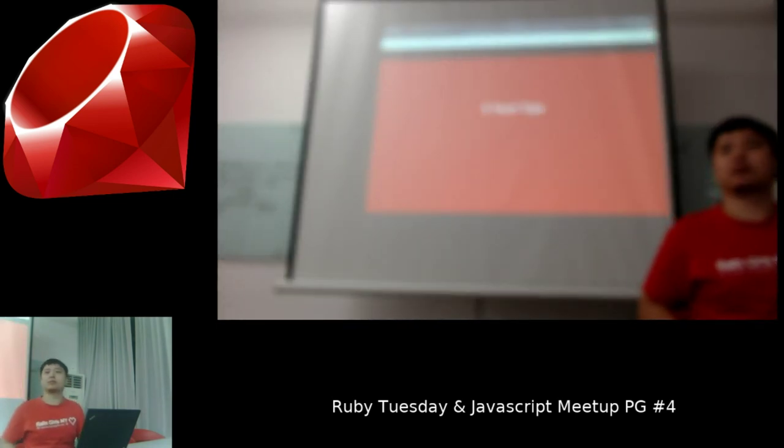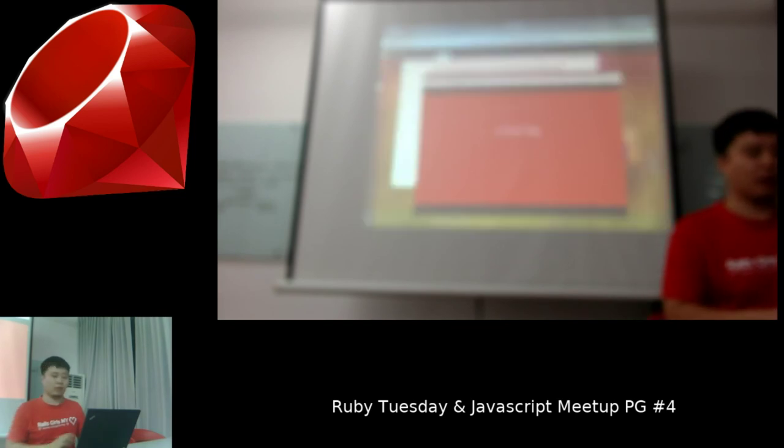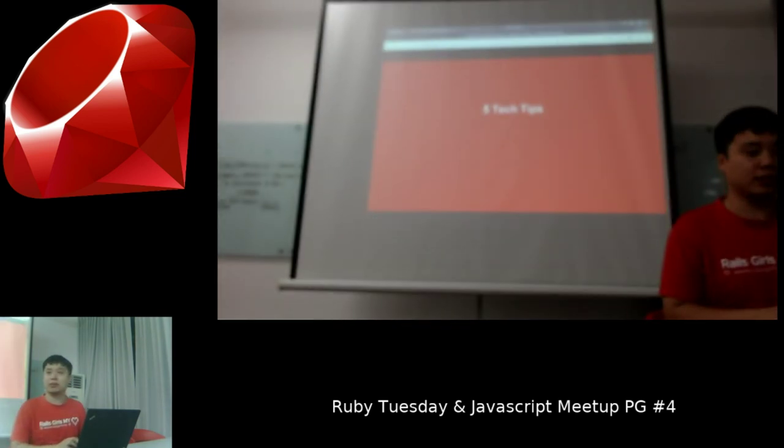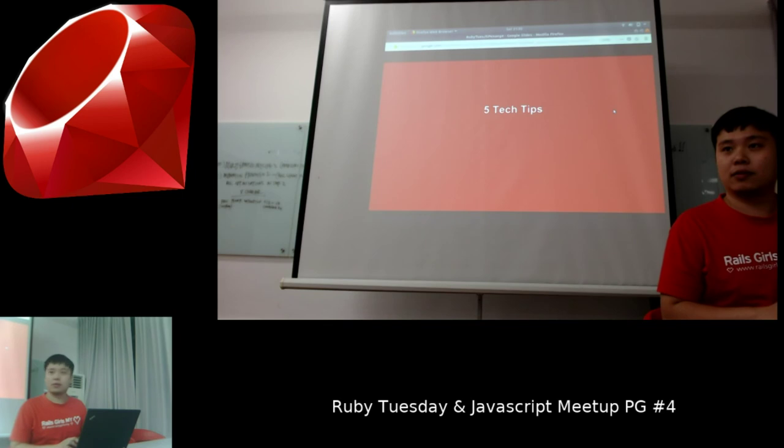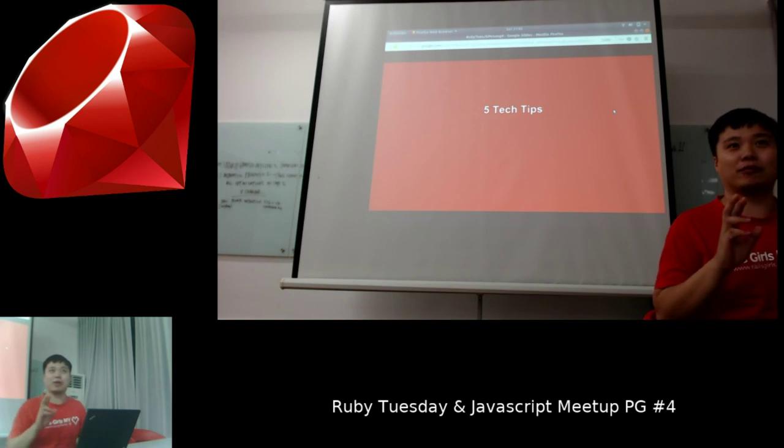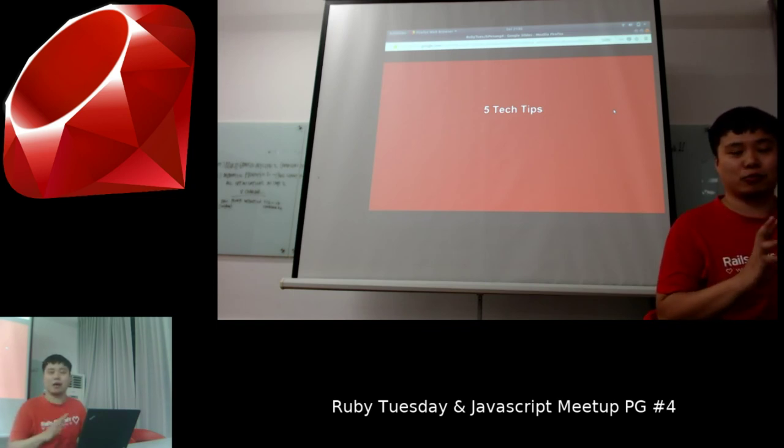Any more tips? How do you ask for a version? Yeah, a Ruby version manager. But I thought you guys are using RBENV. RBENV, yes, that's a different one. So there are multiple ways of managing Ruby versions.